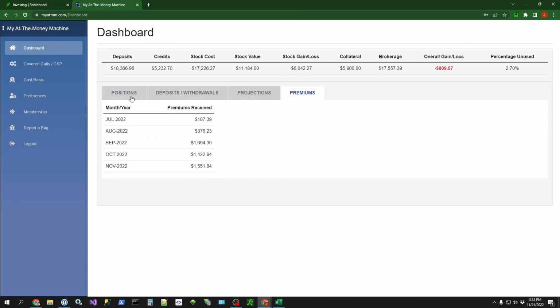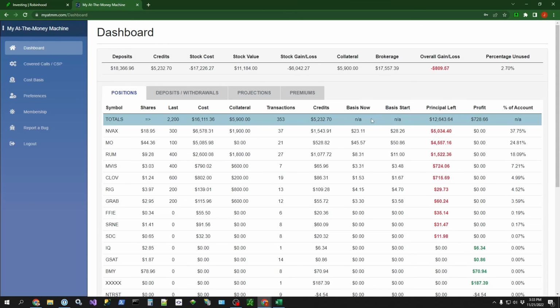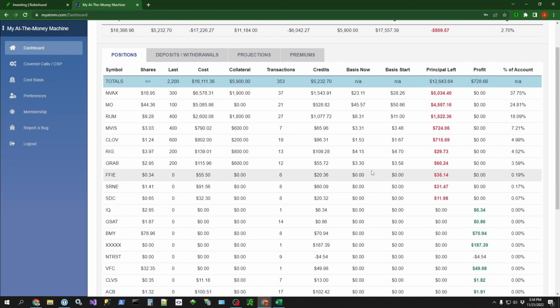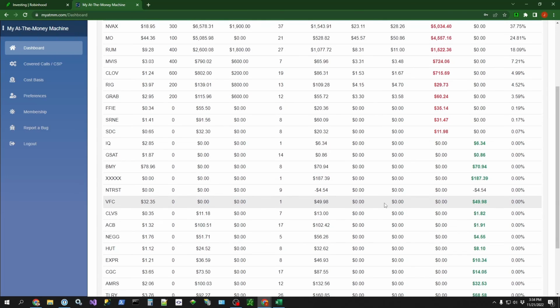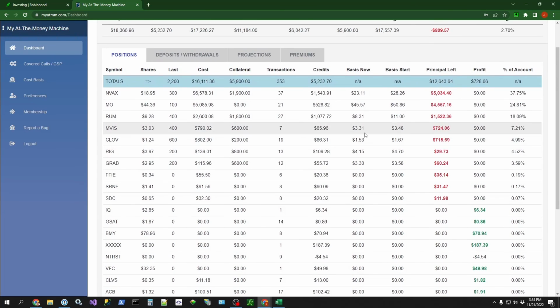And something else on this positions thing, it actually does have the cost basis on here too. The basis now is the cost basis including the premiums you've received, and the basis start is the cost basis without the premiums included. So you can actually see all of them together right here in this one ongoing list, so you can keep track of that as well.